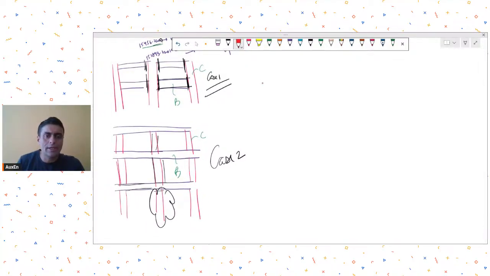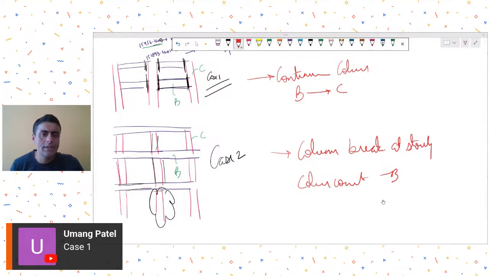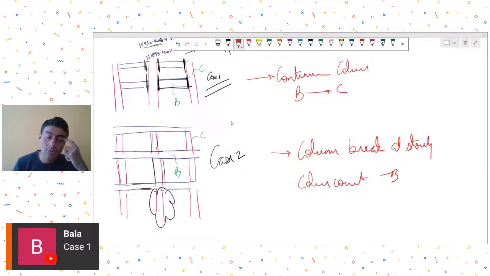In case 1, I had taken continuous columns, and beams are connected to columns. In case 2, the columns are broken at story levels, and then the column is getting connected to beams. So which of these two cases? Mr. Umang is saying he thinks case 1 is better. Execution wise, Mr. Balaji is also saying he thinks case 1 is better.